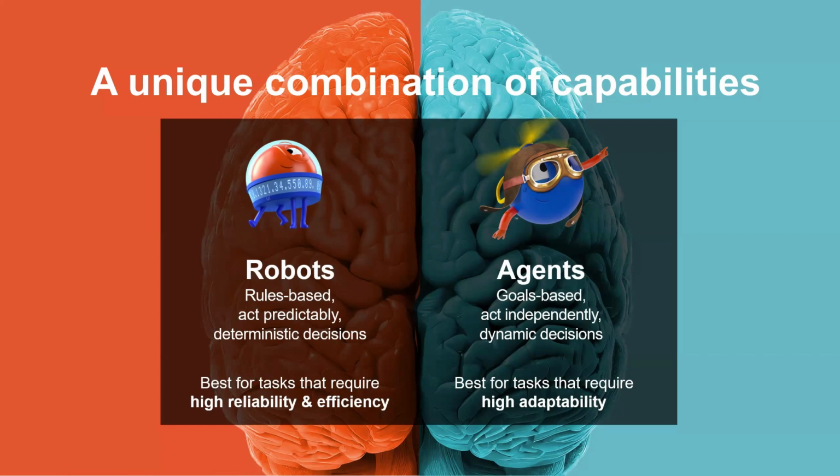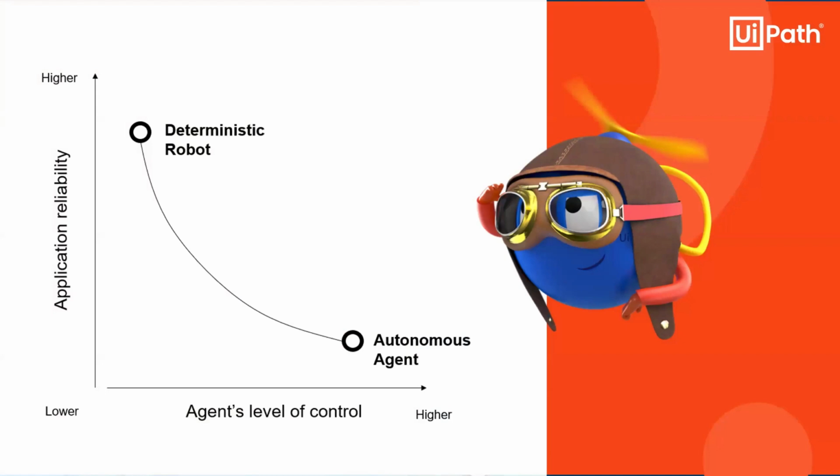And to further clarify the difference, it's really important to touch on the concept of trust principles. So here we have an X and Y axis. On the Y axis, we have the application reliability, and on the X axis, we have the agent's level of control. Not surprisingly, robots are super deterministic. They're really reliable, really up there on the Y axis, but they have very little autonomy. They're going to do only what you tell them to do. It's all rule based.